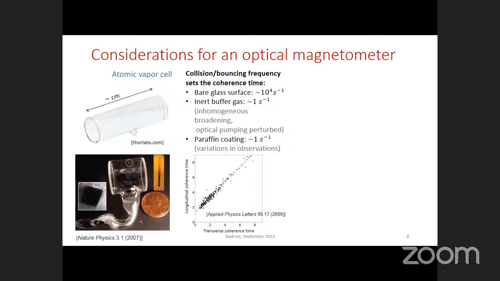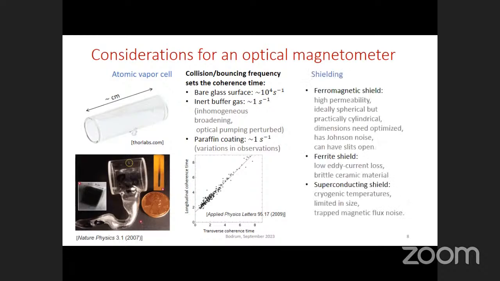And you can see that with paraffin coating, this is just a figure that gives coherence times for 250 different cells. Somebody sat down, I think in the 90s, and paraffin coated 250 different cells. And then they measured each cell separately for transverse and longitudinal coherence times for their magnetization precession. And they found a very large variation. So that's just to prove what I said.